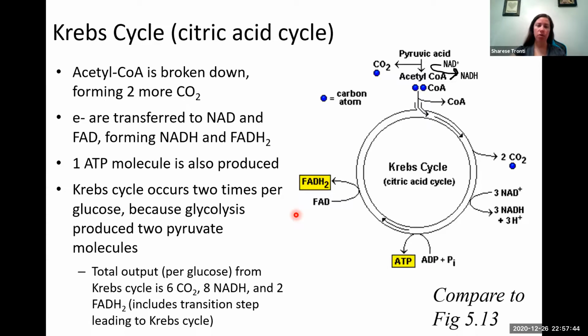So if we look at the whole thing for each glucose, it's going to be 6 carbon dioxide, and this is including the transitional step. We have 6 carbon dioxide, 8 NADHs, and 2 FADH2. FADH2, basically the same thing as NADH. It's just a little bit different molecule, same function though, it's carrying electrons.